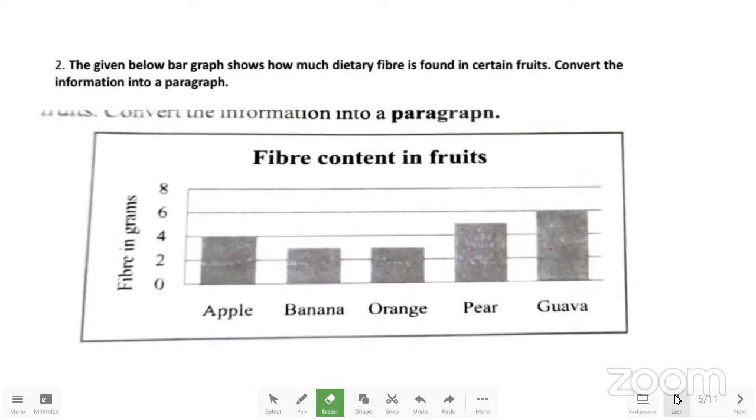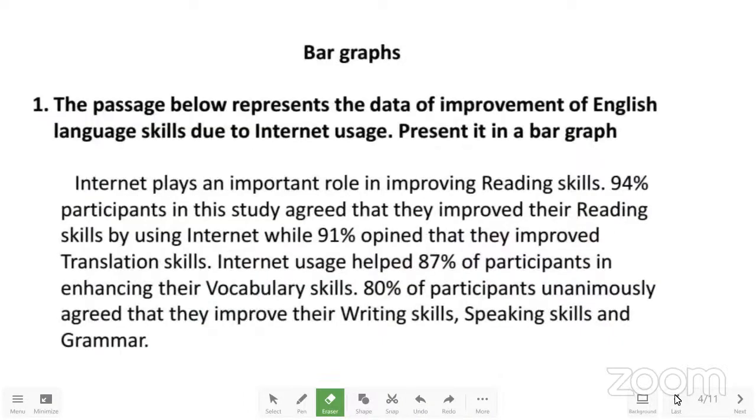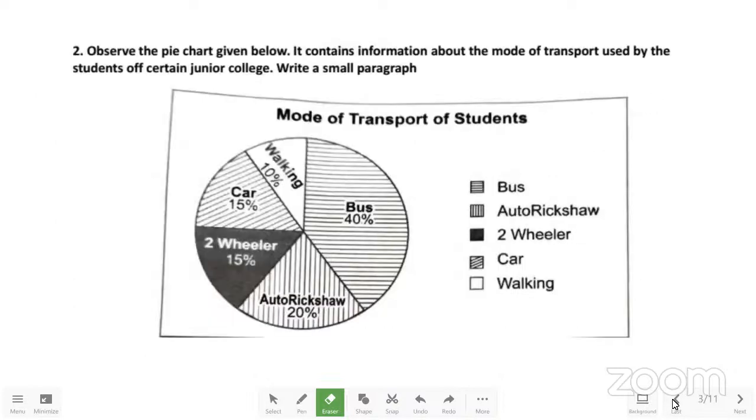Like I told you, about 80%, when you draw, see that there are three bars for 80%. You can draw the same bar for writing skills, speaking skills, and grammar. Don't write one bar and write all the three. When it's given separately, you're supposed to mention it separately.